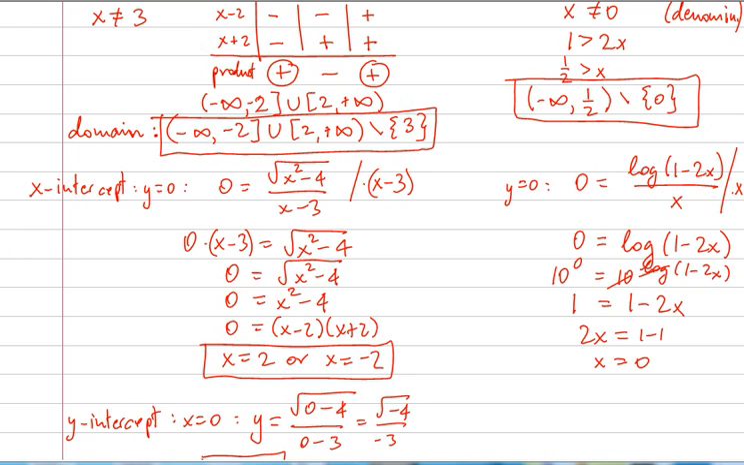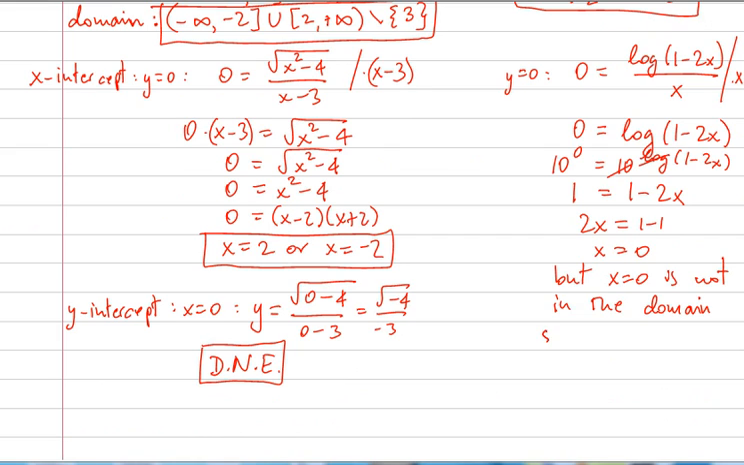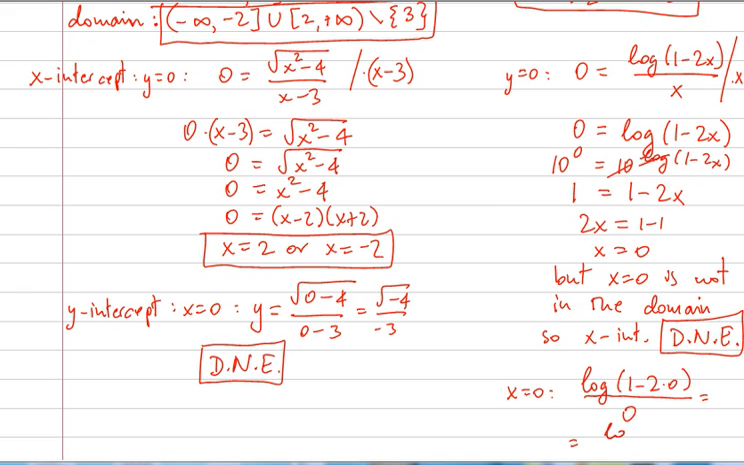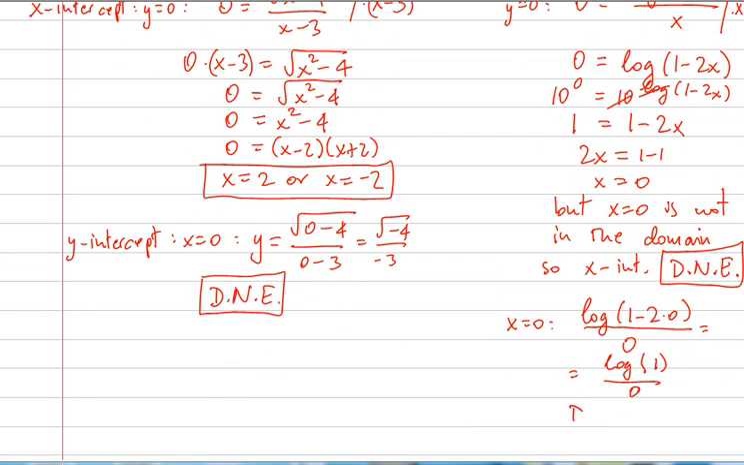So this would be the x-intercept, except 0 does not belong in the domain. x equals 0 is not in the domain, so the x-intercept does not exist. For the y-intercept, we plug in x equals 0 in the function, so I have log of 1 minus 2 times 0 divided by 0, so I have log of 1 divided by 0. So again, this does not exist.